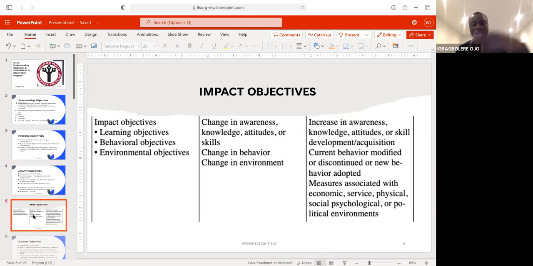Just like the things we just explained, impact objectives, which could be learning, behavioral, environmental, changing awareness and knowledge, changing behavior, and change in environment. You can look this up. If you do want me to share the PowerPoint, you can indicate in the comment section. I will shoot you an email and we'll pick it up from there.